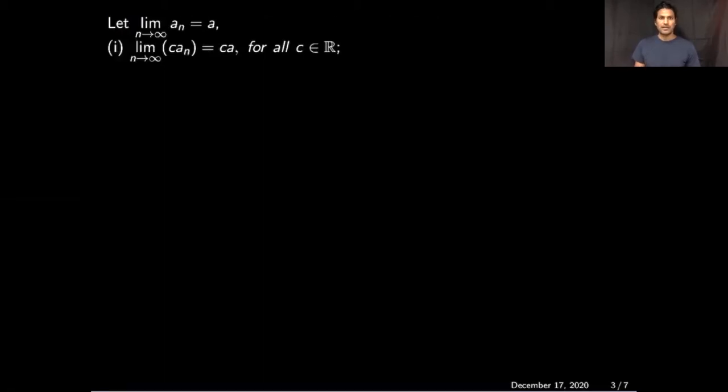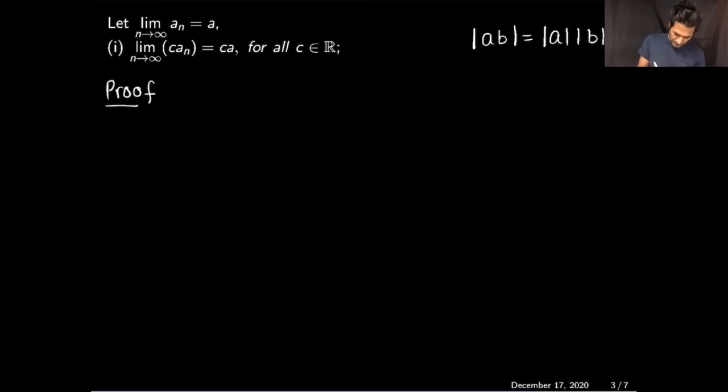First I will prove that if the limit of the sequence a_n is equal to a, then the limit of the sequence c·a_n is equal to c·a for all real numbers c belonging to R. Now let's begin with the proof. First thing we can observe, without any loss of generality, I can assume c is not equal to 0, because if c is equal to 0 there is nothing to prove: this side will become 0 and this side will become 0, and the 0 sequence always converges to 0.